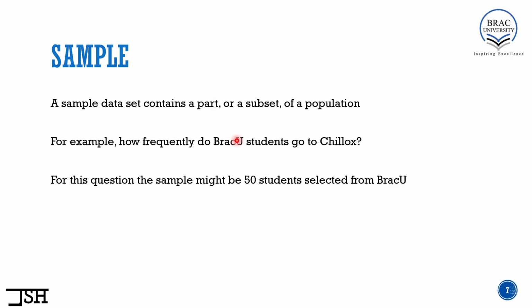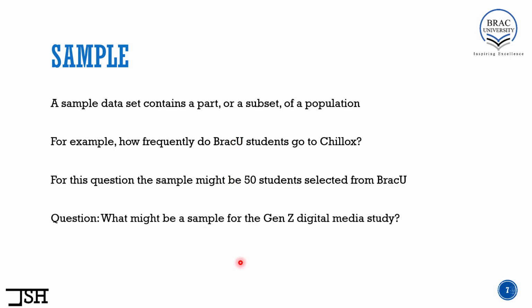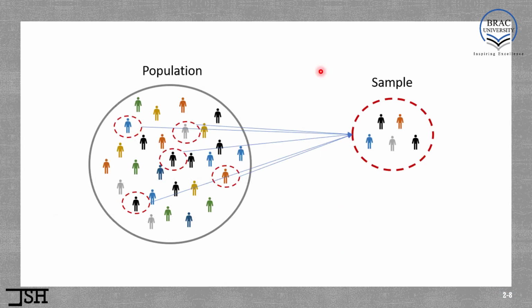Alright, now let's move on to the next example. What might be a sample for the Generation Z digital media study? Rather than sending out this survey to 1 billion Generation Z people all over the world, maybe we can select only 1,000 people who belong to Generation Z, and those 1,000 people together will be called a sample. Alright? Now, for your ease of understanding, let me explain this whole concept in a picture here. Here it goes. Let's assume this is a population of all the people who belong to Generation Z. Alright? So here we have 1 billion people, let's say. And this is my whole population.